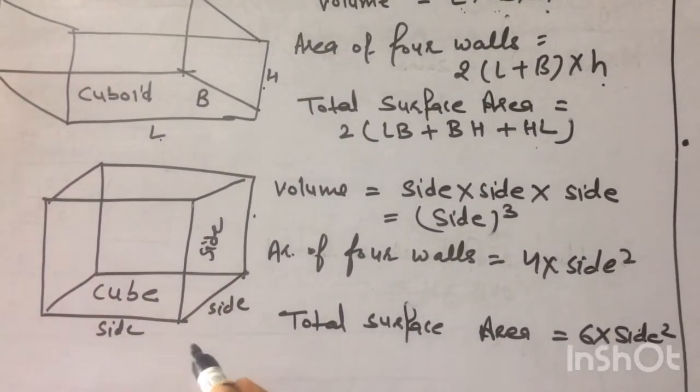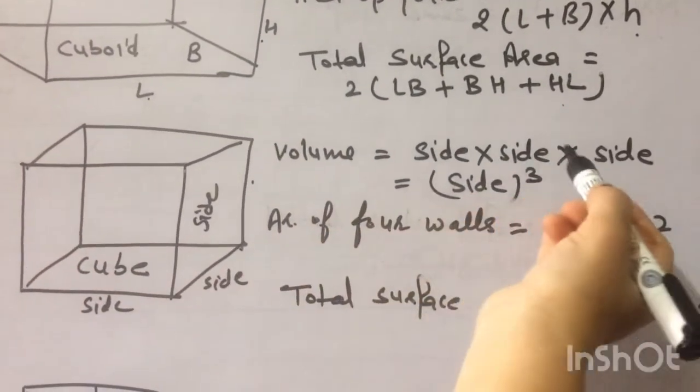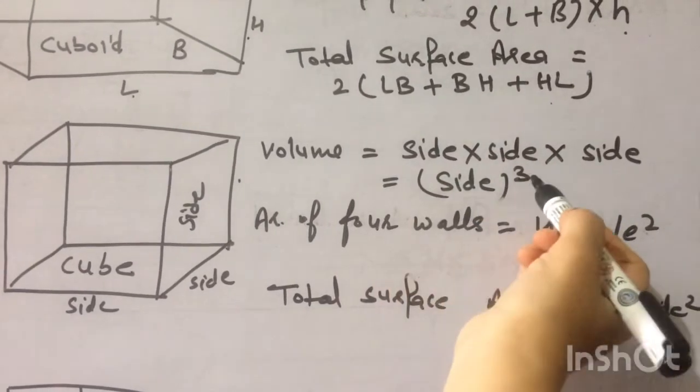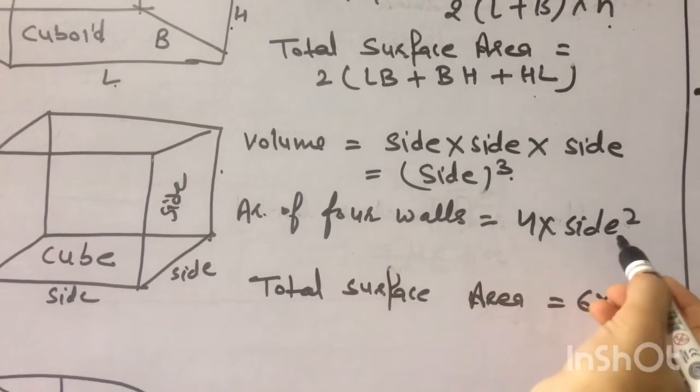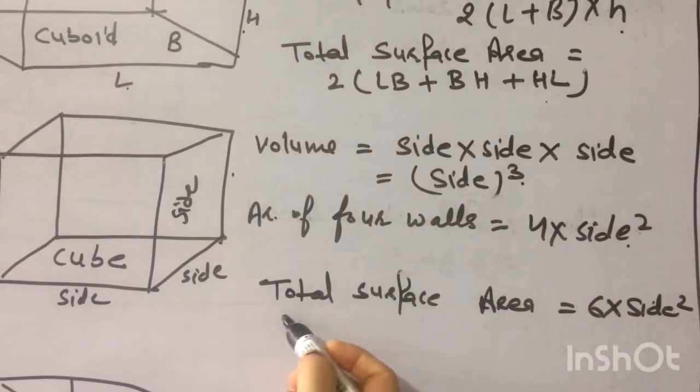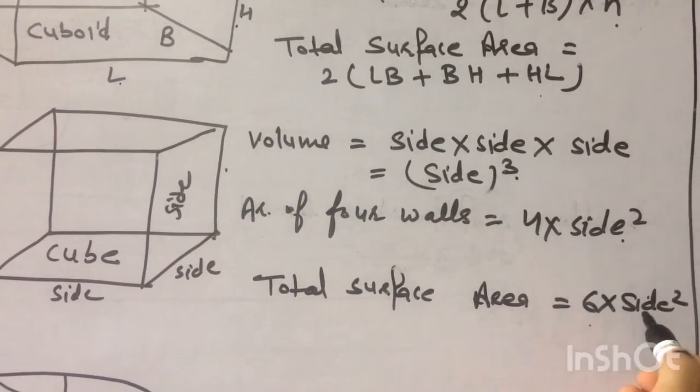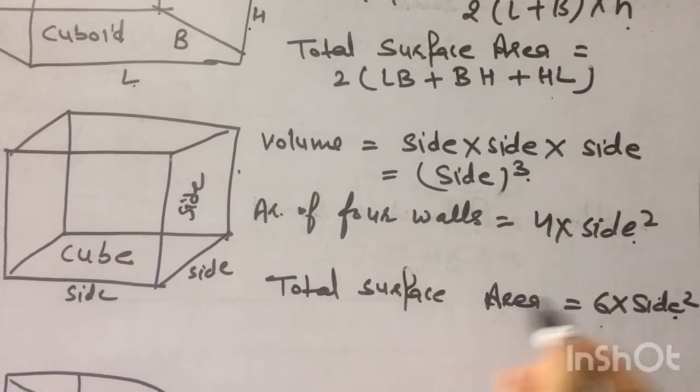Now next is cube. All sides are equal in cube. Volume is side into side into side, equal to side whole cube. We can write area of four walls 4 into side square, and the total surface area 6 into side square.